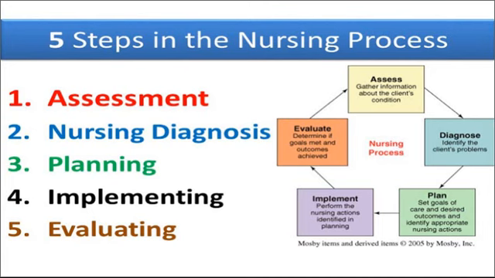So the nursing process, which you've talked about before, I'm going to talk about again in the next lecture after this. Five steps: assessment, nursing diagnosis, planning, implementing, evaluating. So you gather your information about their condition, you identify the client's problem, you plan by setting your goals of what you hope to achieve, you implement them, and you evaluate whether that was achieved.